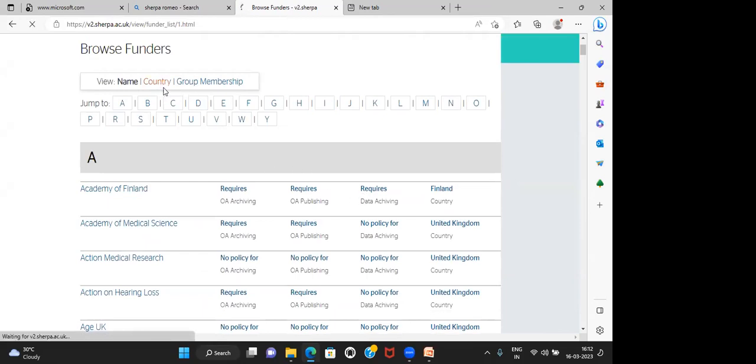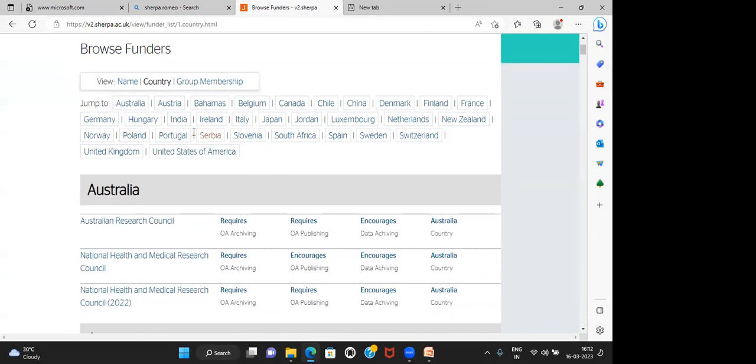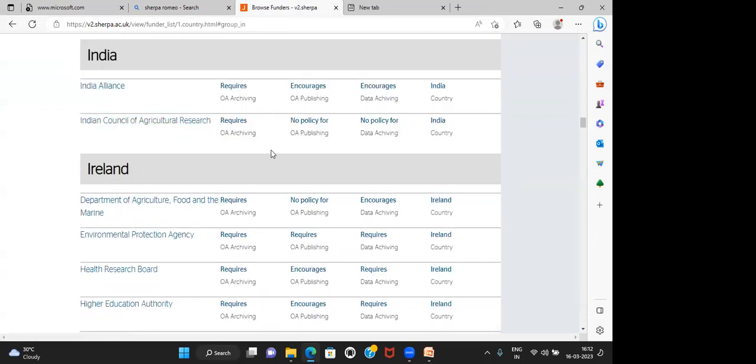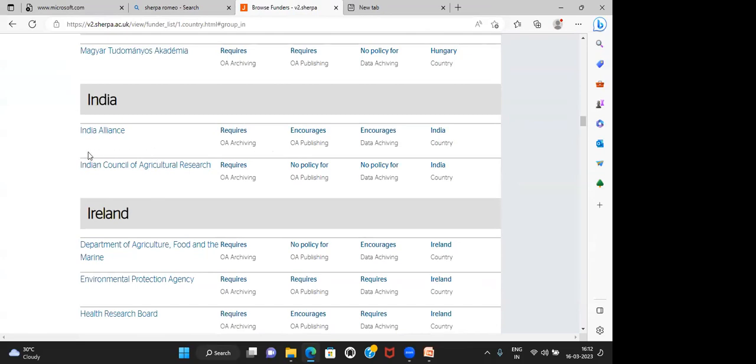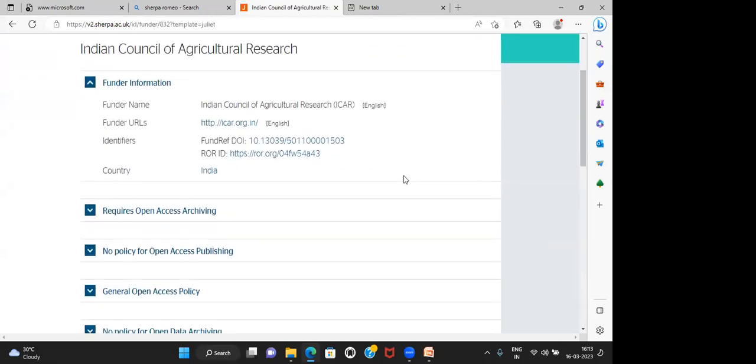Now we can see the countries. What about our country? What is the scenario of India? Now see, we have only two funders named here. One is Indian Alliance and another is Indian Council of Agricultural Research, that is ICAR, you know. In case of ICAR, open access archiving is required. It is mandatory for these funders, and for open access publishing there are no policies. And data archiving also, they have no policy on open data archiving.